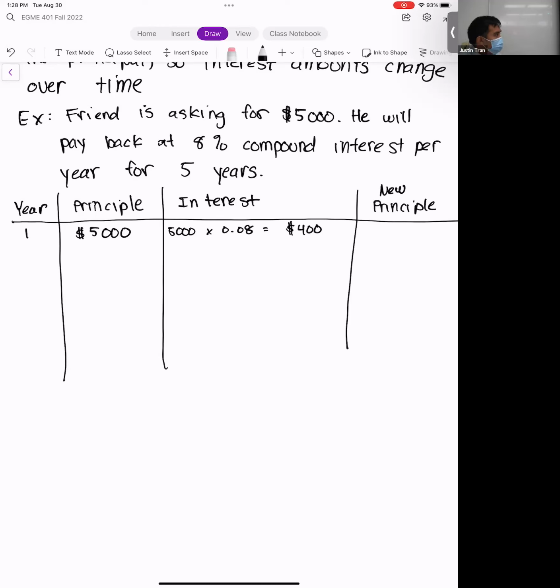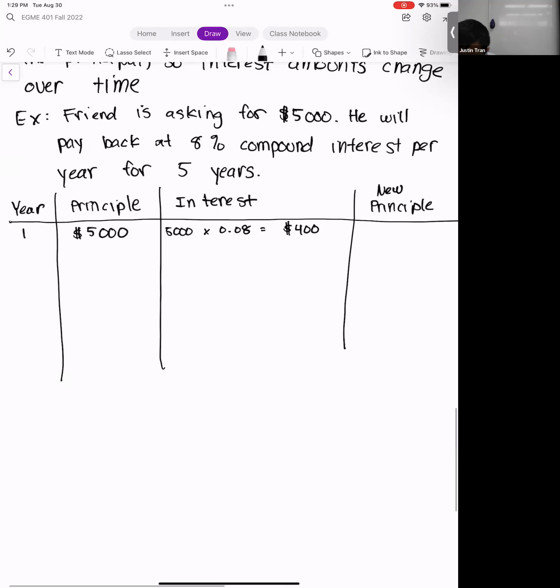Right. And so this is kind of where we stopped for the simple interest problem. For the simple interest, all we did was take this $400 and multiply it by 5, and that was the total interest, right? But now we're doing compound interest. For compound interest, what we're saying is that at the end of the first year, we're going to have our original principal, which is $5,000, plus the interest for that year, which is $400. And so our new principal at the end of the year is just going to be the sum of these two, and so it's going to be $5,400, right, at the end of year one.